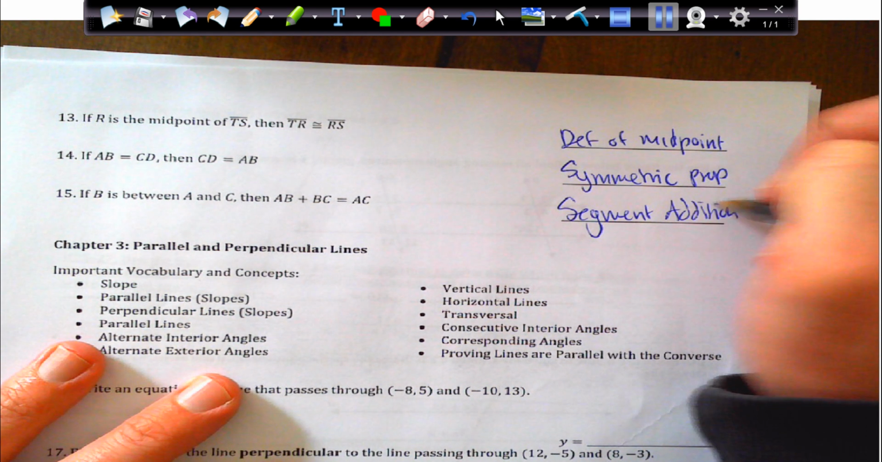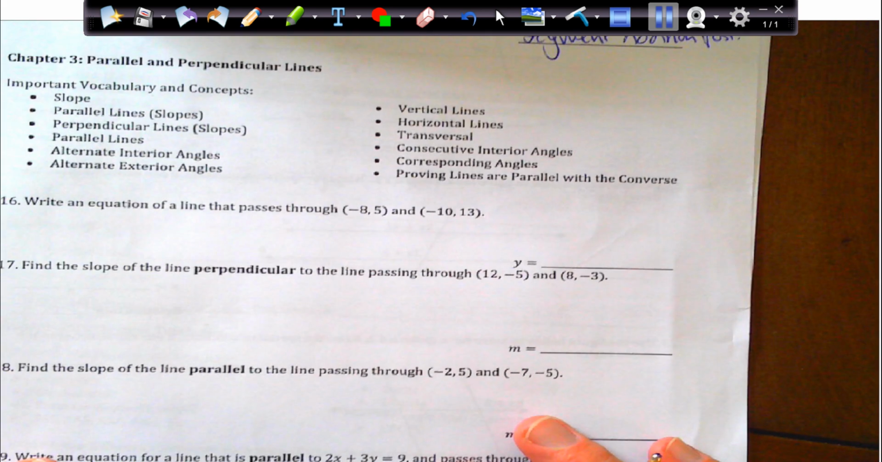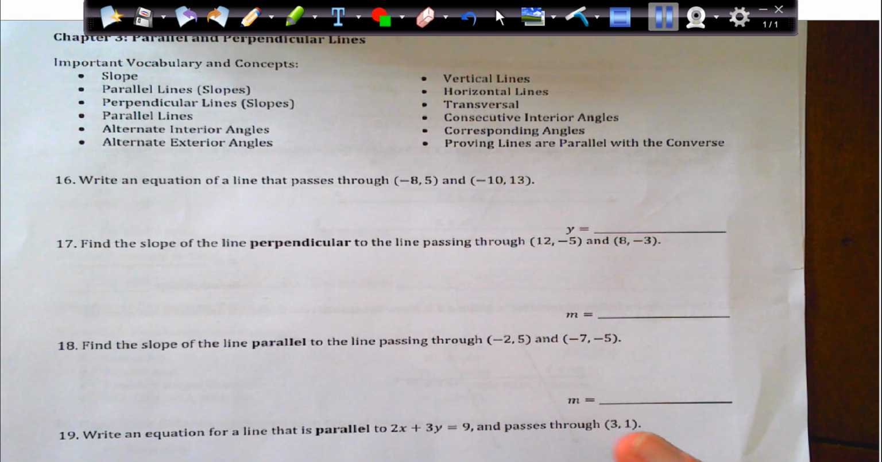There's also angle addition postulate, very similar. Just does it with angles. All right, now we get to these ones. These ones are a little bit more time consuming. So write an equation of the line that passes through the two points.